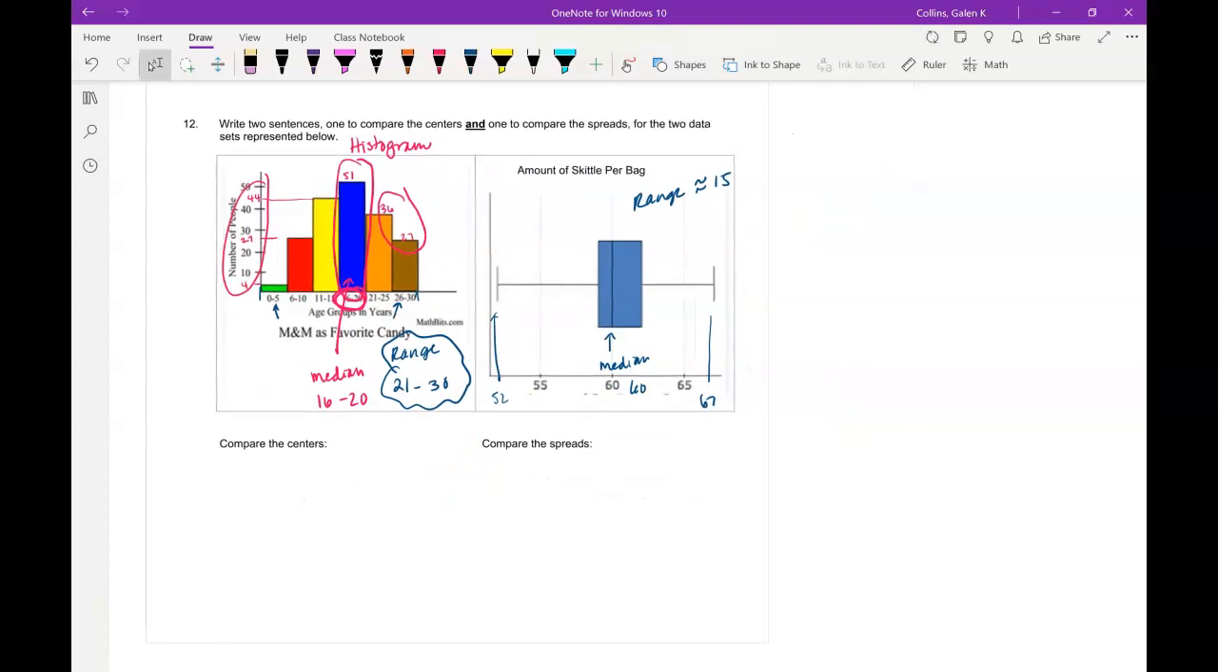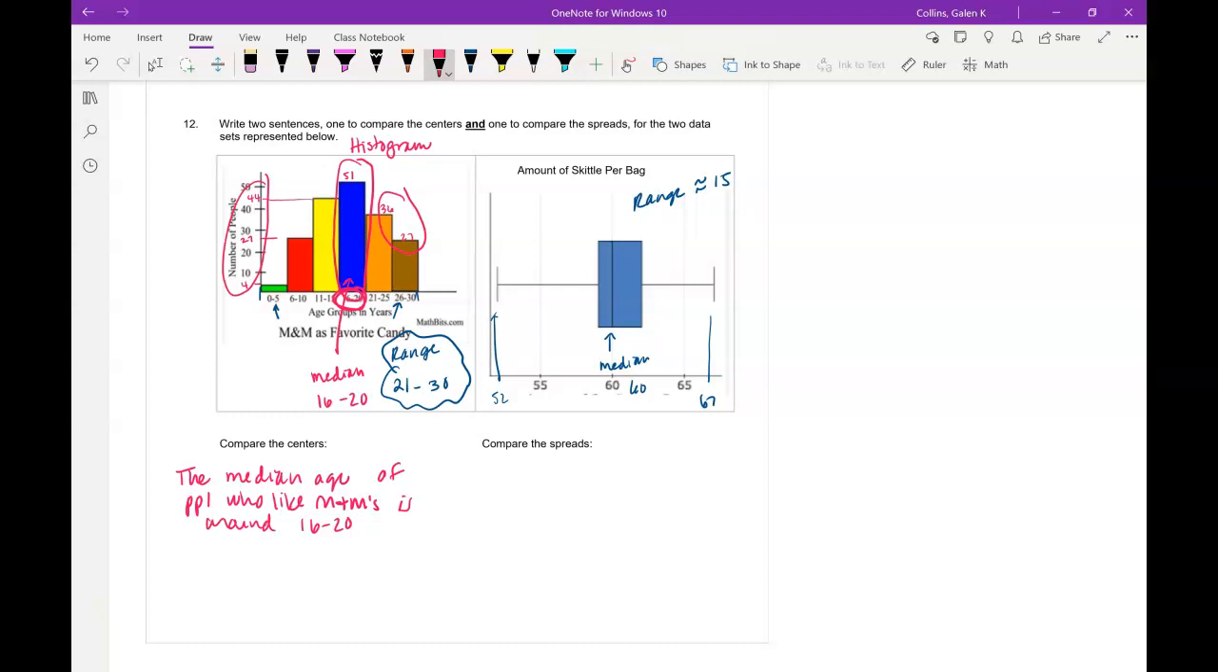Okay, we don't need the exact range to be able to write a comparison statement. So when we compare the centers, we could say the median age of people who like M&Ms, or more specifically whose favorite candy is M&Ms, is around 16 to 20.